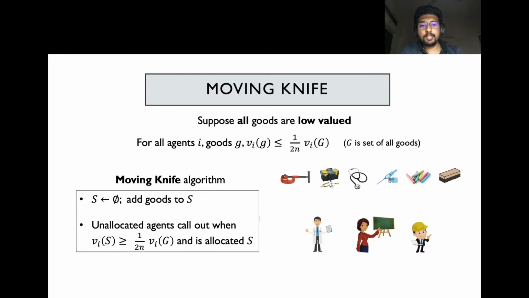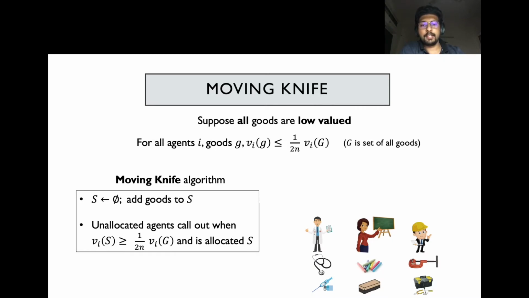Let's now look at the moving knife procedure and how it works. Suppose that all the goods are small, that is, none of the goods give a 2n approximation to the bundle that we started out with, and the algorithm is very simple. You begin with an empty bundle S and keep adding goods to it until someone calls out, indicating that this bundle has at least a value that is a 2n approximation over the set of goods that we began with. We continue to allocate till no agents remain. The last bundle is allocated to the last person standing.